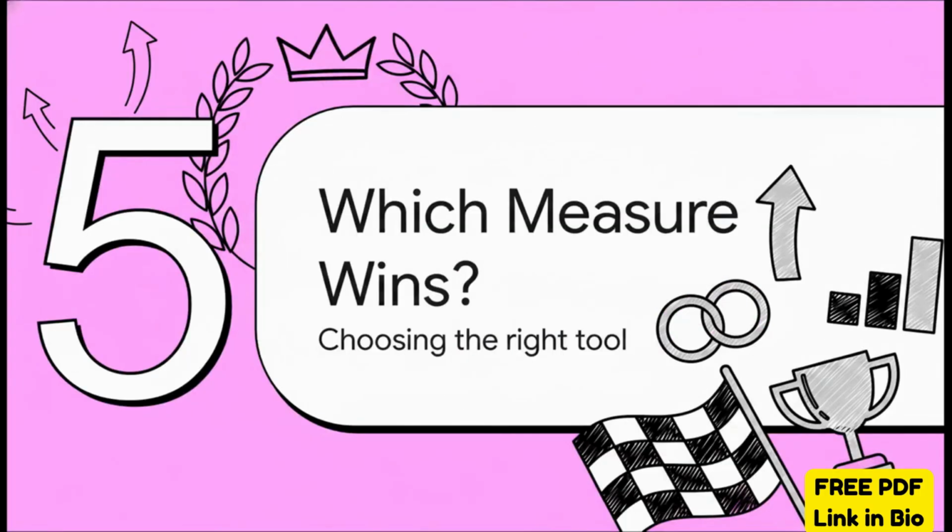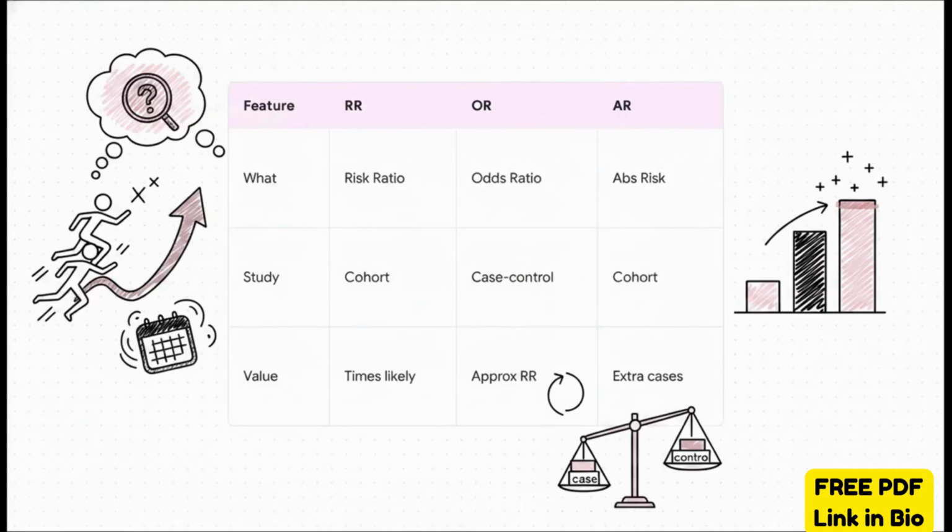Section 5. Which measure wins? Let's figure out how to choose the right tool for the job. This summary breakdown is going to be your absolute best friend. It clearly contrasts our three main measures. Notice how relative risk tells us how many times more likely an event is, and it's best for cohort studies or randomized controlled trials. The odds ratio is your go-to for case control studies. And attributable risk gives you the absolute difference, telling you exactly how many extra cases are occurring.